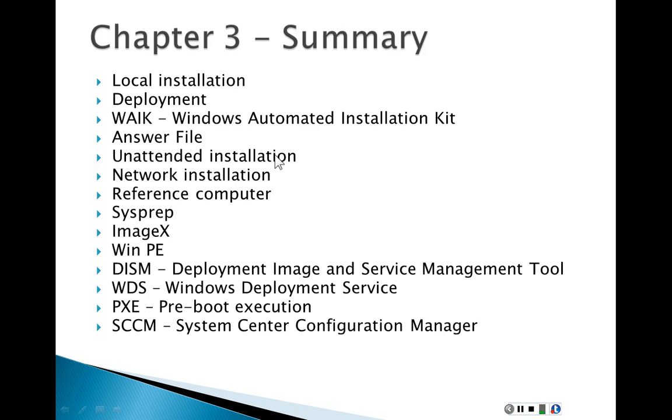Chapter summary. In this chapter, we looked at local installation and we discussed deployment. We looked at the Windows Automated Installation Kit, answer file, unattended installation, and network installation. We looked at reference computer, SYSPREP, Imagex, and Windows PE. We looked at DISM, the Deployment Image and Service Management Tool, at the Windows Deployment Services, at PXE, which is a pre-boot execution network interface card, and we briefly looked at the System Center Configuration Manager.